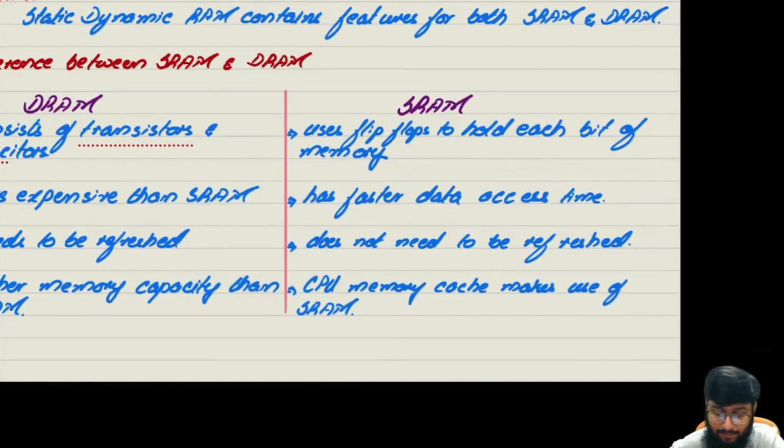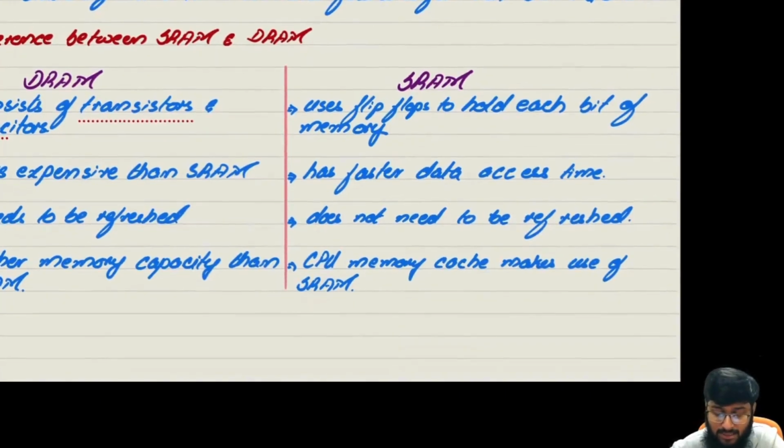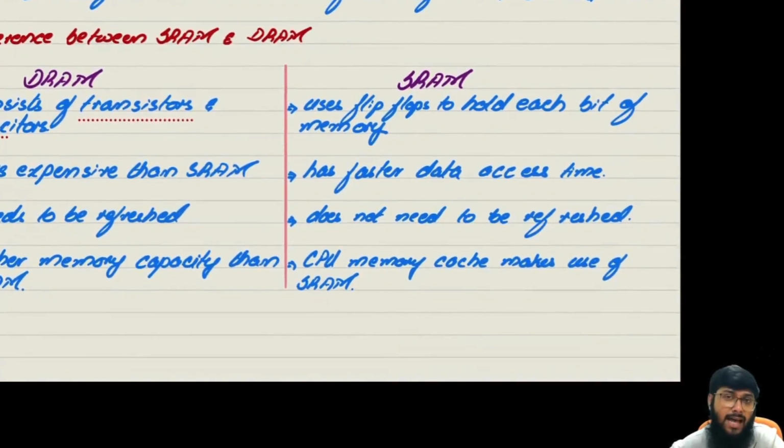Faster data access, it does not need to be refreshed, as we just discussed. And finally, the CPU memory cache makes use of the SRAM. Now cache is just the closest memory storage towards the microprocessor. The part of the file that is currently being processed is in the RAM, but a few of those files that are required continuously on a consecutive basis are placed within the cache. So that was all for the RAM.